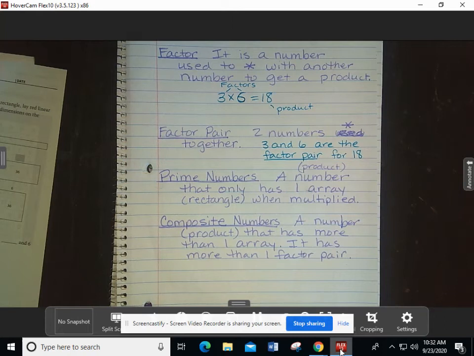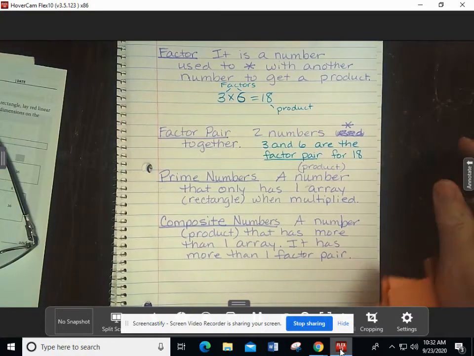Yesterday we learned two new words, prime and composite. Don't be alarmed if you don't remember what they are yet. It takes practice with these. Remember, a prime number is a number that has one array. It's one rectangle when it's multiplied. And a composite number is a number or a product that has more than one rectangle.